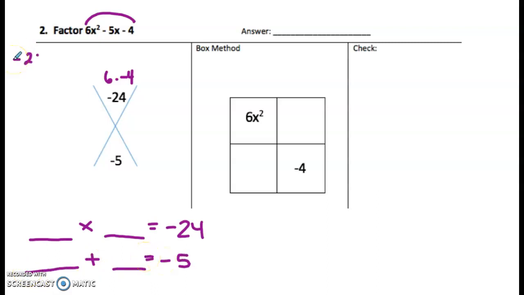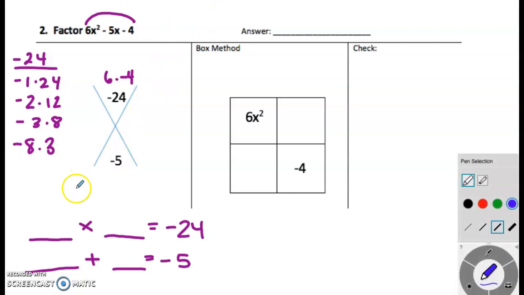So most of us have to kind of go through this process. Negative 1 times 24, negative 2 times 12, negative 3 times 8. So as I'm looking, negative 1 and 24, that's going to give me 23. Negative 2 and 12, that's going to add up to 10. When I do a negative 3 plus 8, I'm going to get a positive 5. I need a negative 5. So all I have to do there is change those signs.